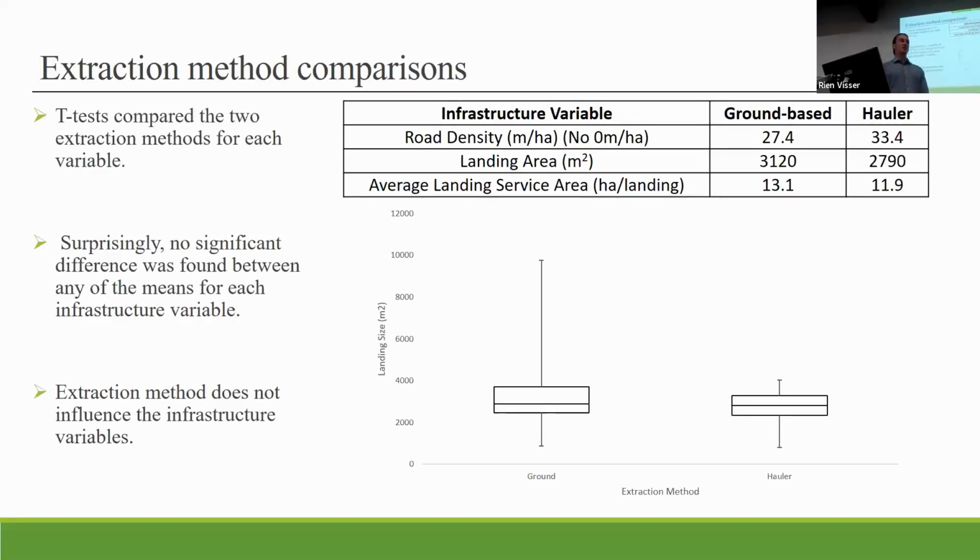Along with conducting t-tests, box and whisker plots were developed to further show the spread of results. An example of this for landing size is shown on the board now. The rest can be found in my report. As you can see from this box and whisker, the maximum landing size for a ground-based extraction method greatly exceeded that for a hauler-based extraction method.